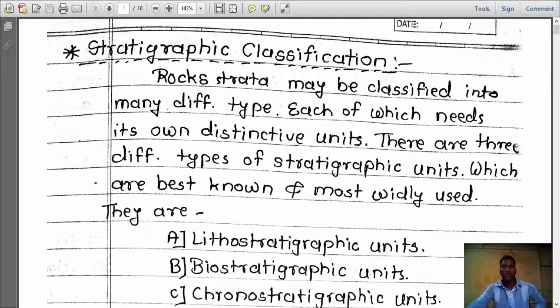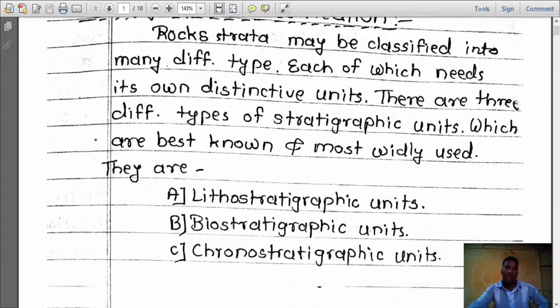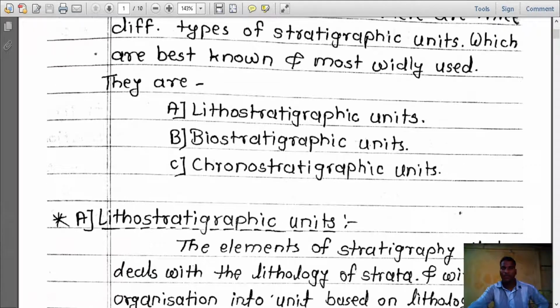Rock strata may be classified into many different types, each of which needs its own distinctive units. There are three different types of stratigraphic unit, which are best known and most widely used. They are lithostratigraphic unit, biostratigraphic unit, and chronostratigraphic unit.